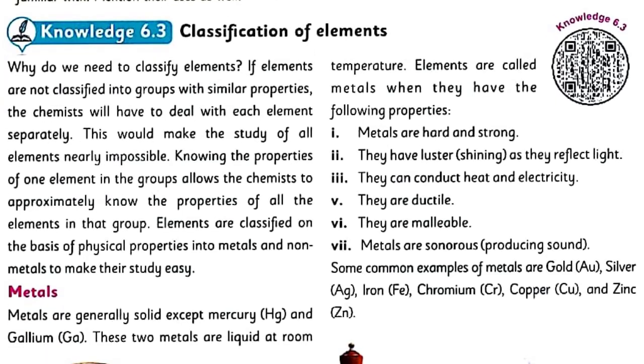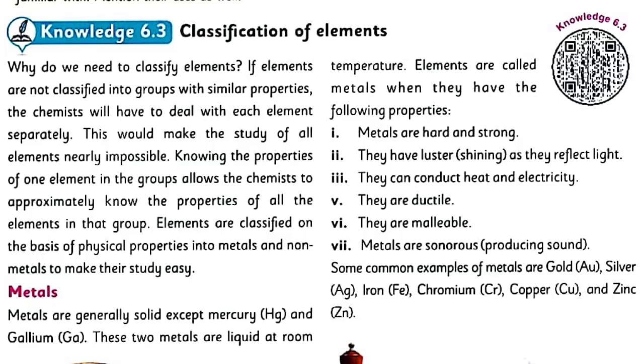Knowledge 6.3 Classification of elements. Why do we need to classify elements? If elements are not classified into groups with similar properties, the chemists will have to deal with each element separately. This would make the study of all elements nearly impossible. Knowing the properties of one element in the groups allows the chemists to approximately know the properties of all the elements in that group.